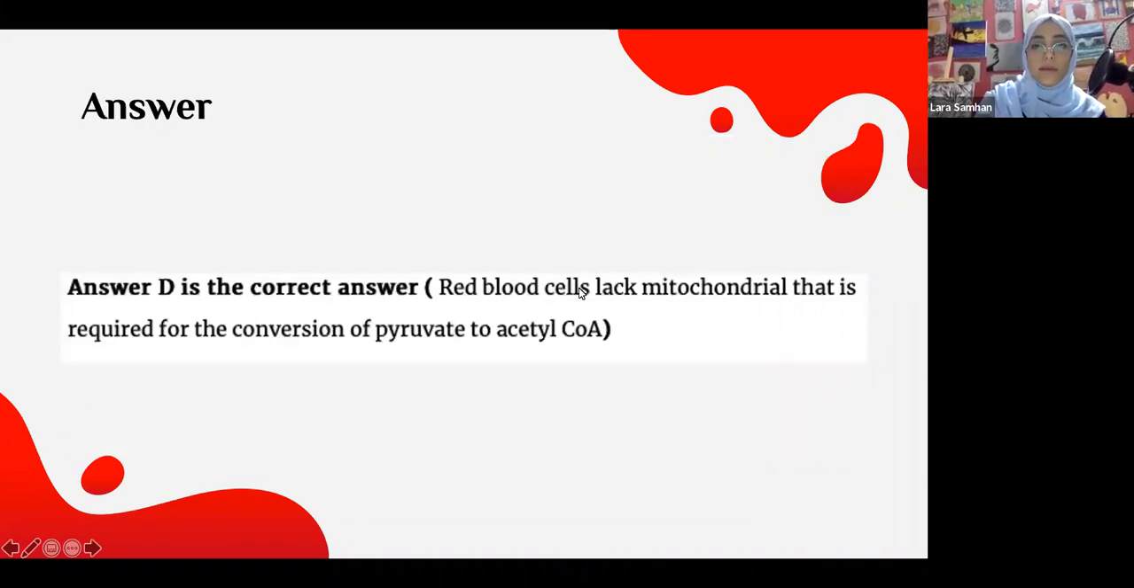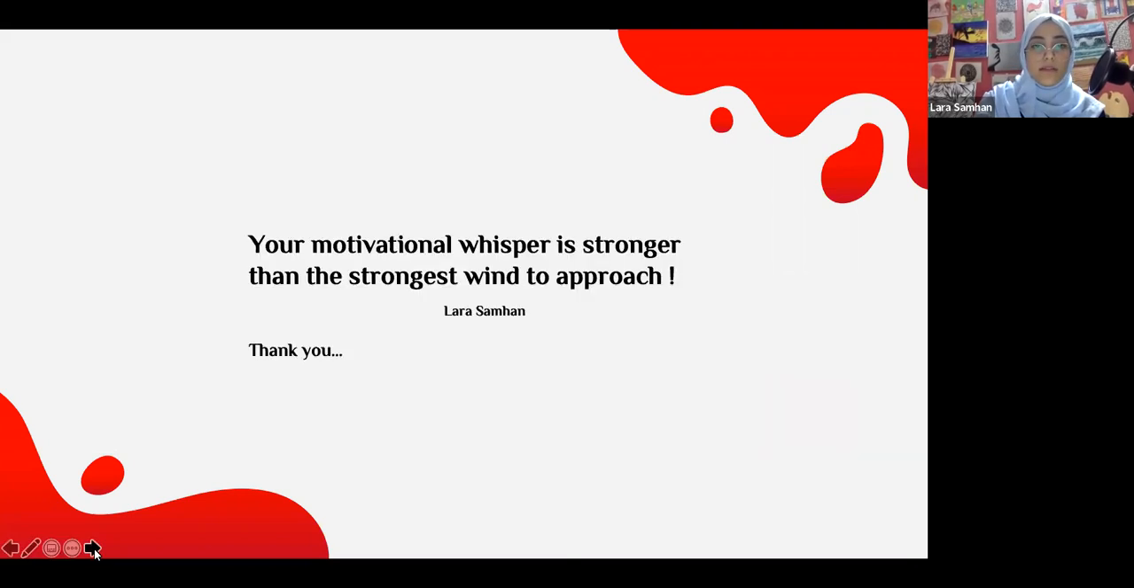Why? Because the red blood cell lacks the mitochondria needed for the conversion of pyruvate to acetyl-CoA. As we said, the RBC doesn't have mitochondria, doesn't have organelles, and doesn't have a nucleus. Okay, so moving on. We're actually at the end of the lecture. Do you guys have any single question throughout the lecture?